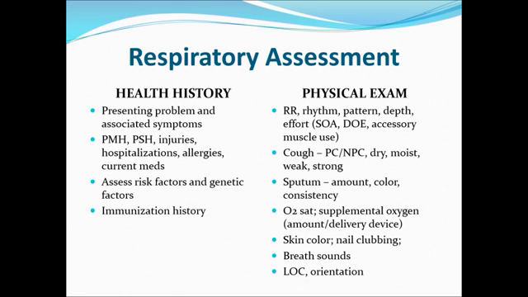You want to assess their risk factors and also genetic factors. We're going to talk very briefly in a future capture about cystic fibrosis. So that has a genetic component. COPD, mostly related to smoking, but there is a subtype of COPD that is related to a genetic disorder. They actually have a deficiency in a certain enzyme. And of course, you would want to know about the patient's immunization history.